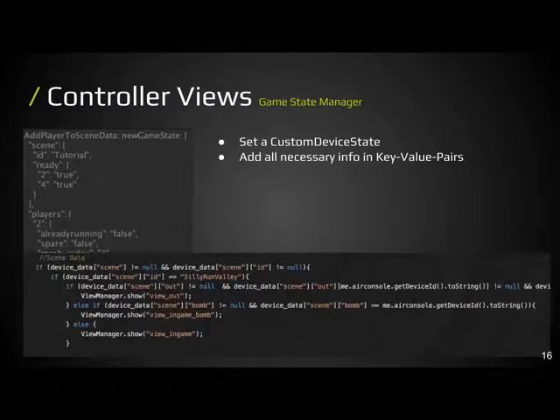And then in the controller, the new code snippet is showing the controller again. I ask, okay, I just got a device state change from the screen, so I'm going to check. Does this device state have a key scene? If so, does it have an ID? If so, is that ID character selection or Silly Run Valley or whatever it should be? And then based on that, I use my view manager here to show which view should currently be shown.